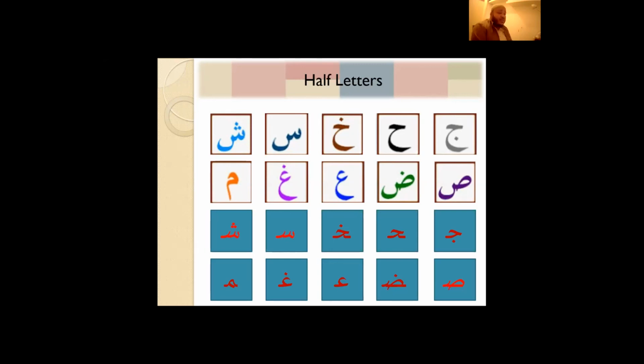When you're joining them, you have something called half letters. It means that when you're joining these letters in their joint form, the bottom half is cut off. Look at Jim and look at Jim here. The bottom part is cut off. That same thing applies to all of these letters. Look at sin. The bottom part of sin is cut off. This is the evolved version of the letters when you are joining them.